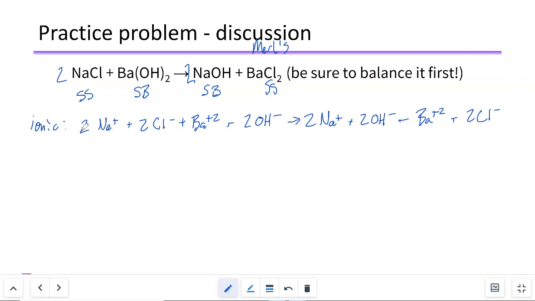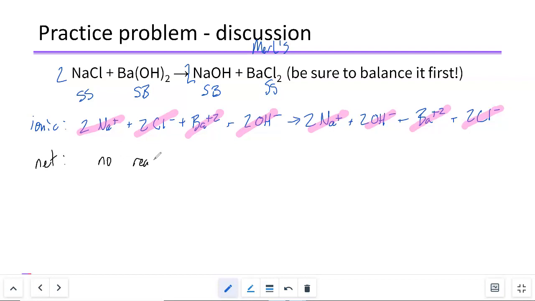Now, all is said and done, the 2 sodiums cancel out. The 2 chlorides cancel out. The barium ions cancel out. The 2 hydroxides cancel out. There's nothing left. So what do we do? Can we say a reaction occurred if nothing changed? That's exactly right. We can't. So we need to say that.